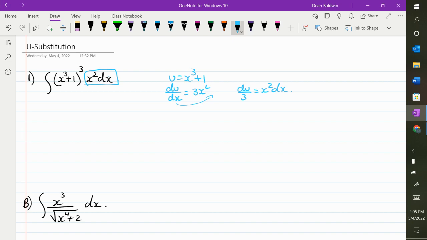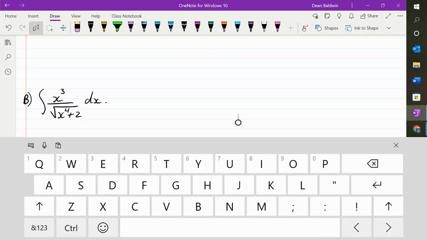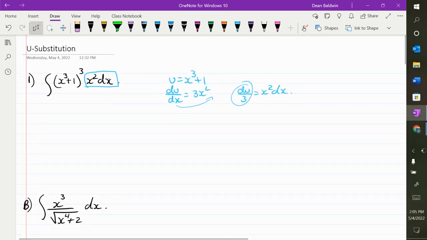Okay, wait, you're trying to get the constant. The idea is to get rid of all the x's, right? So I'll do it my way and I'll do it JM's way, okay? So my way is I do this, and then I go, oh, x squared dx is equal to du over 3. I'm seeing a lot of people that don't like this method. We're going to do it JM's way, people. I get what you're saying. Isolate dx. It's substitution. It is substitution. But we'll just do it JM's way to be consistent.